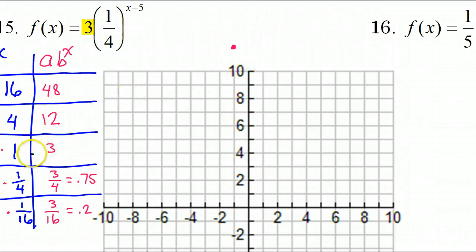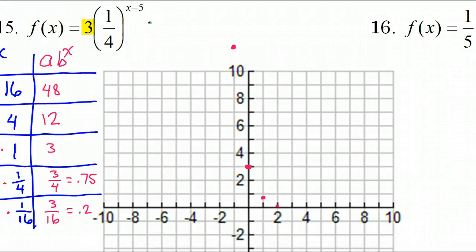Okay, and then at 0, we're at 3. Okay, and then next we're at 0.75, right? That's 3/4 of the way up, so that's about here. And then finally at 2, we're at 0.2, okay, which is like 1/5. So that's basically practically on the line. So these are the 4 points that we can get onto our graph. This is the skeleton. This is AB to the x. We haven't done the -5 yet.